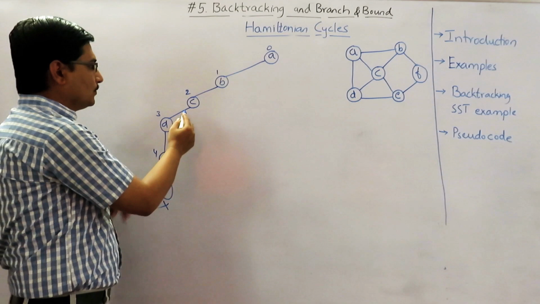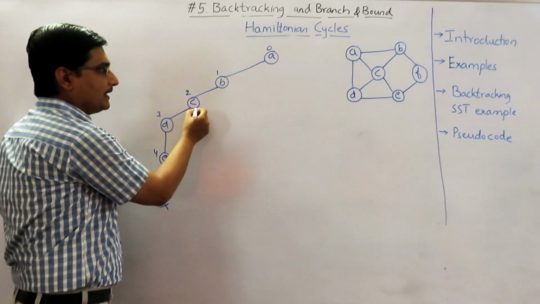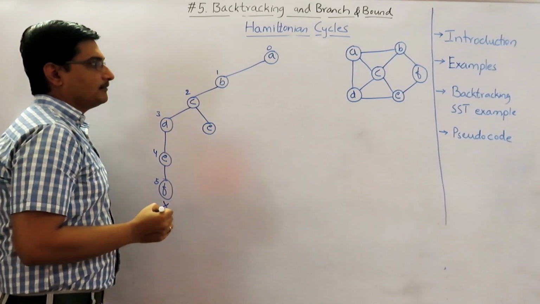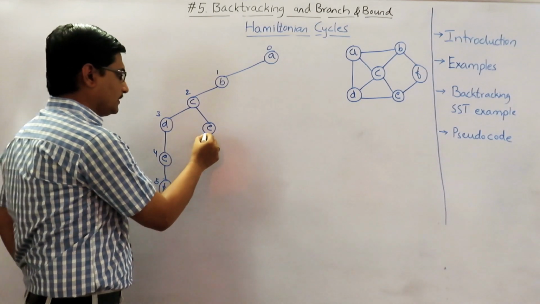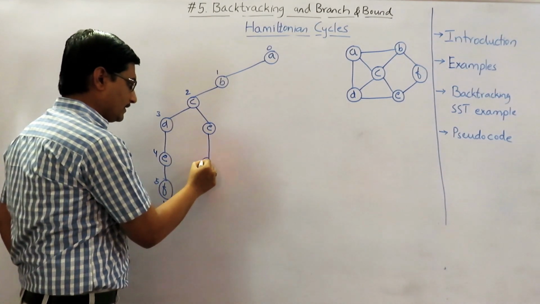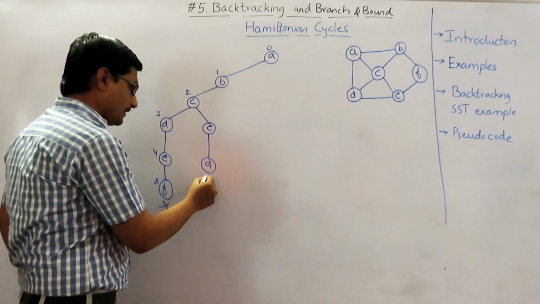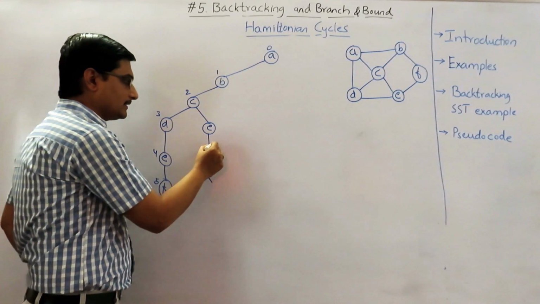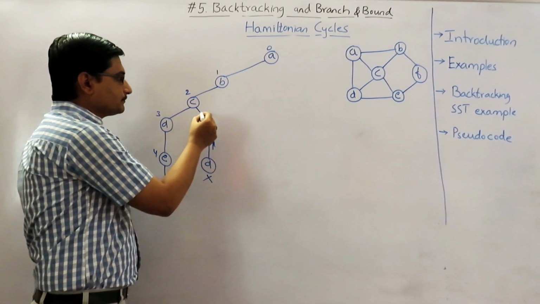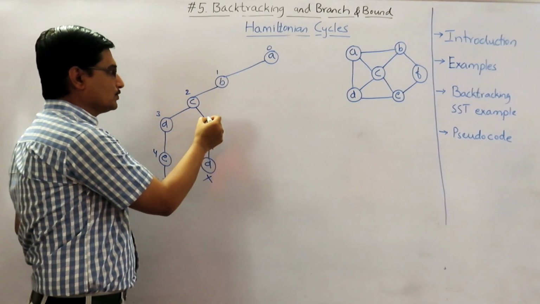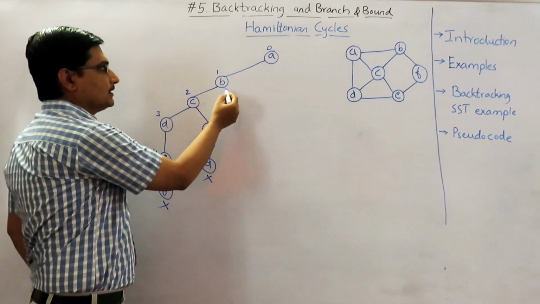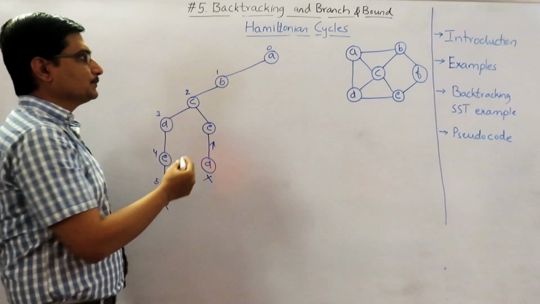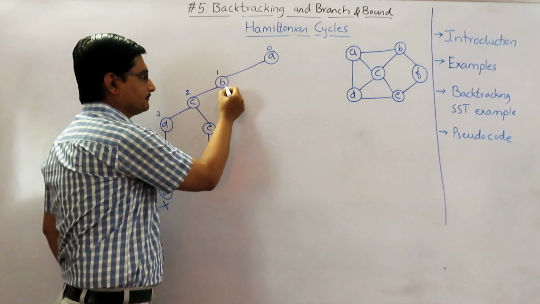Say from C we have considered D. Let us consider E. There is another path, so let us consider E. Say from this E we can go for D. So D has become again a dead end, so it will be killed. We have to come back, that is, we need to backtrack. So from E there is no other, from C there is no other path. Say from B, is there any other path? Yes, there is a path, that is F.